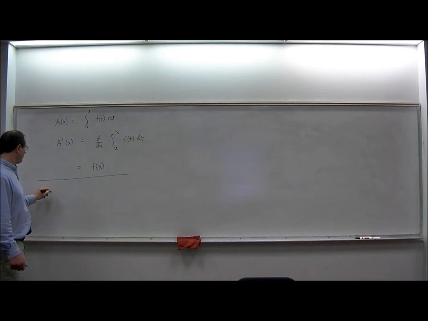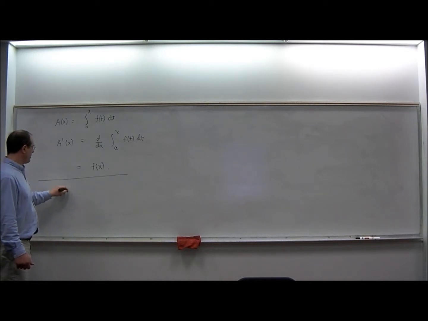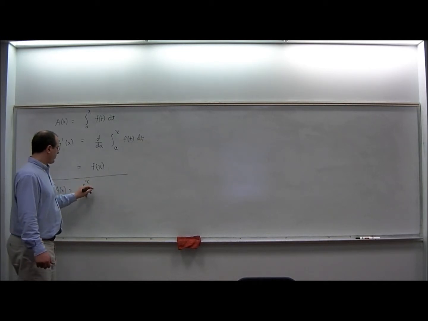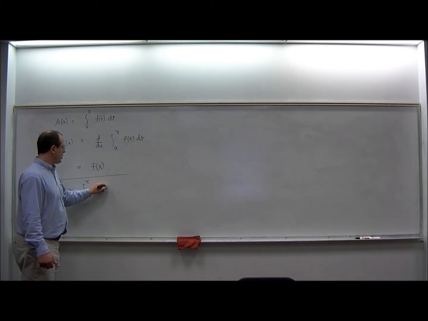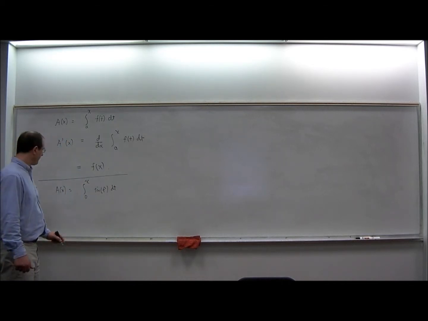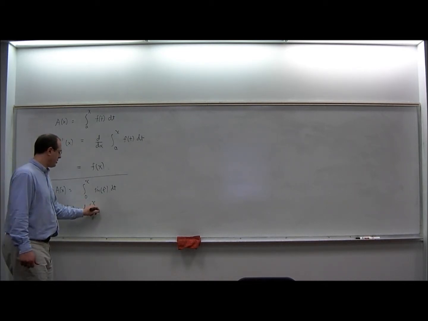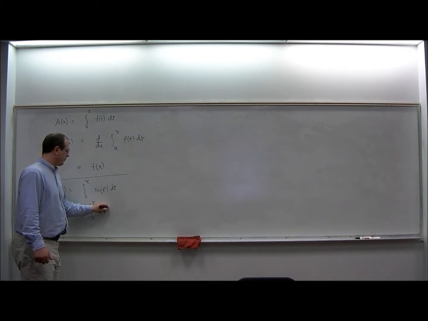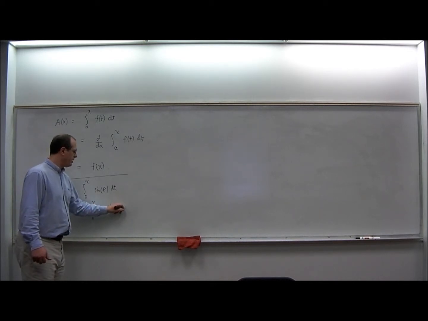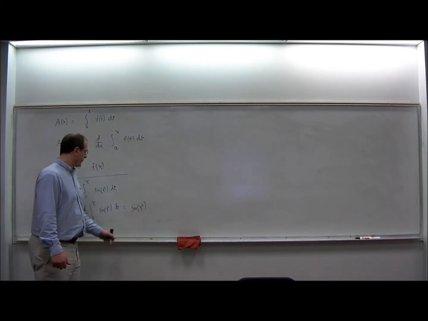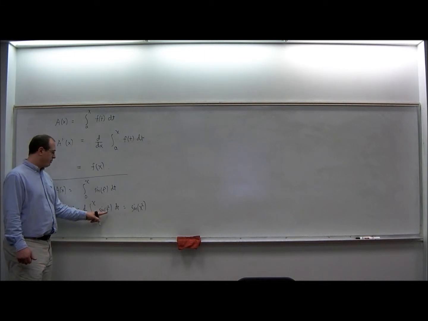As an example, suppose A of x is equal to the integral from 0 to x of the sine of t squared dt. Then the derivative of the definite integral from 0 to x of sine of t squared dt is equal to the sine of x squared. You just take this function here and replace the t with x.